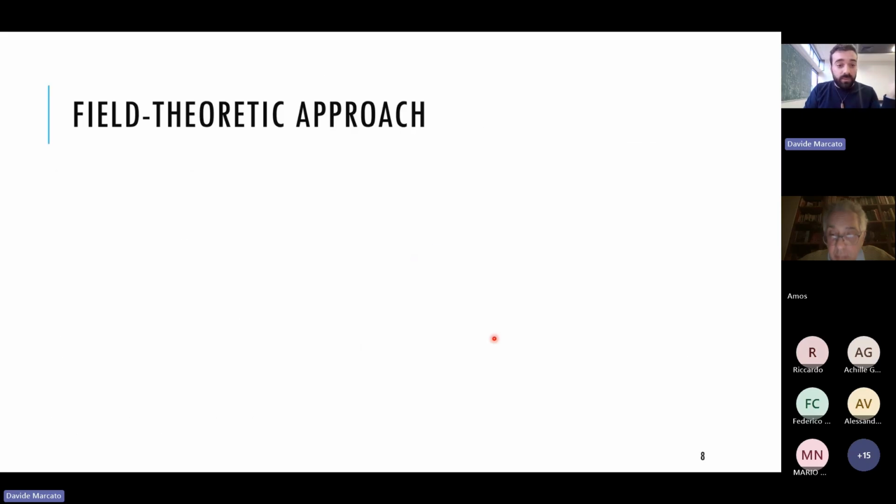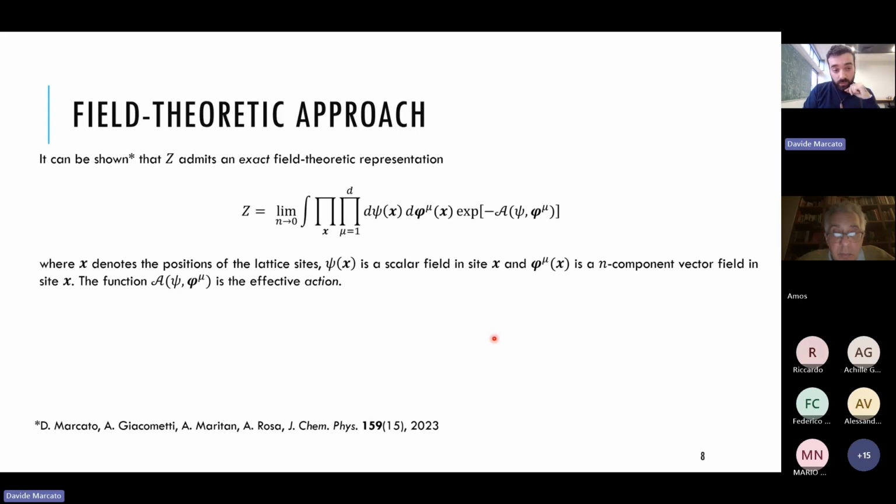Okay, so that's what we did, and we were able to show that the grand canonical partition function Z of our model can be exactly expressed in this field-theoretic representation. So basically, you have an integral over some variables, and these variables are fields. Okay, so psi of x is a scalar field in correspondence of lattice site x, and instead this phi_mu is a vector field, an n-component vector field.